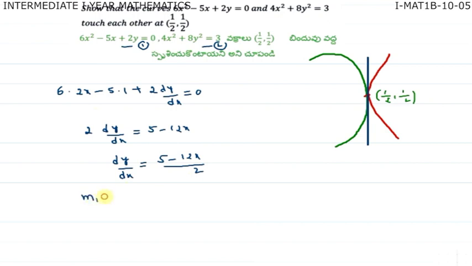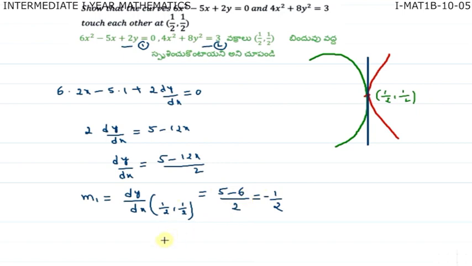Now m1 is equal to dy by dx at the given point. Point is 1 by 2 comma 1 by 2. Instead of x substitute 1 by 2. 5 minus 12 by 2, 12 by 2 is 6, divided by 2. So this is minus 1 by 2.